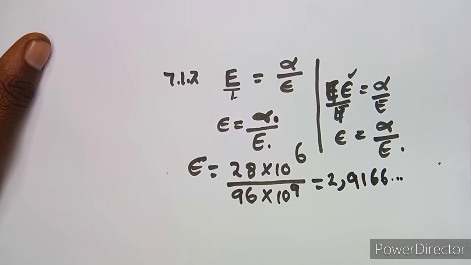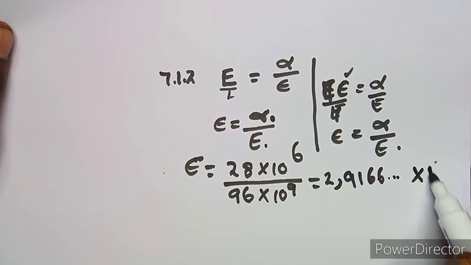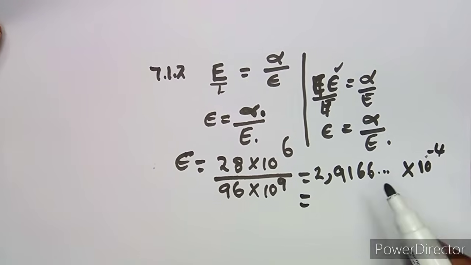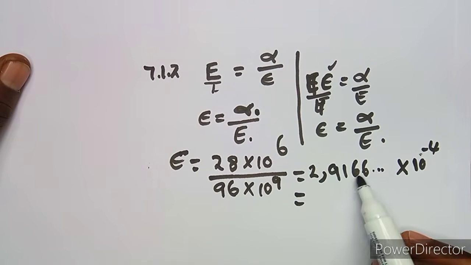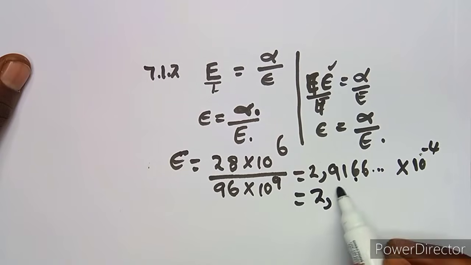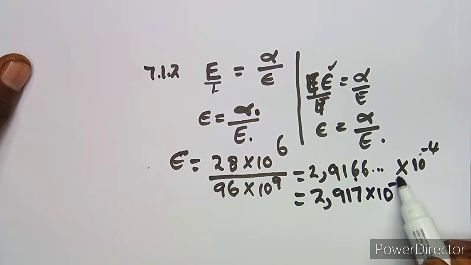So it's going to be like that, guys. But there's going to be a 10 to the power minus 4, which is at the end there. All right, so take note about that. So you can just round off, which is going to be a 7 here. 2.917 times 10 to the power minus 4.